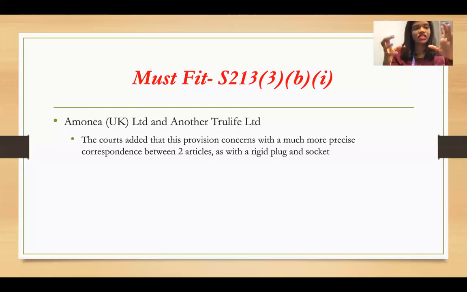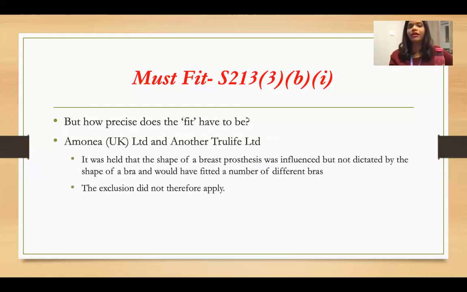Okay, so if the socket is in this way, you have to put it in this way. That is a better way to find out how precise the must fit must be. The must fit must be something that is very precise in nature. Only if very precise in nature will it fall within the must fit. But if you have so many different things, then it will not fall within the exclusion of must fit. So that is why in this case of Ammonia, the court held that you could fit so many different numbers of bra. So that is why the exclusion here did not apply.